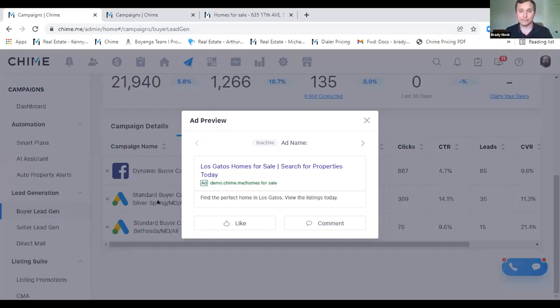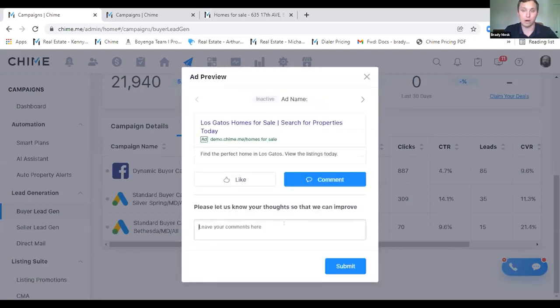If for whatever reason something about this ad copy doesn't resonate with you, instead of "Los Gatos homes for sale," we'd like to say "Los Gatos properties available for 55 and over for under $800,000." You can create that feedback and commentary with our marketing team. We would love your feedback.